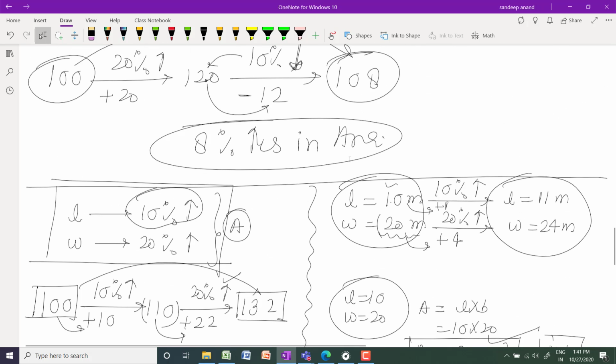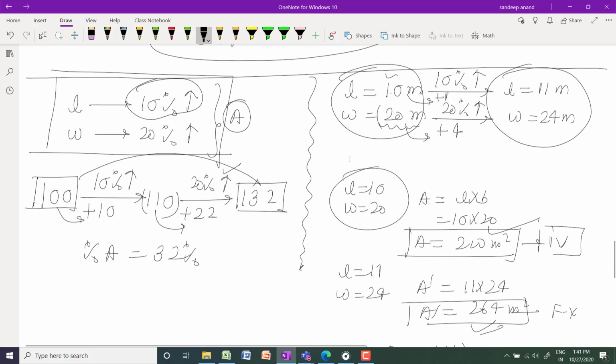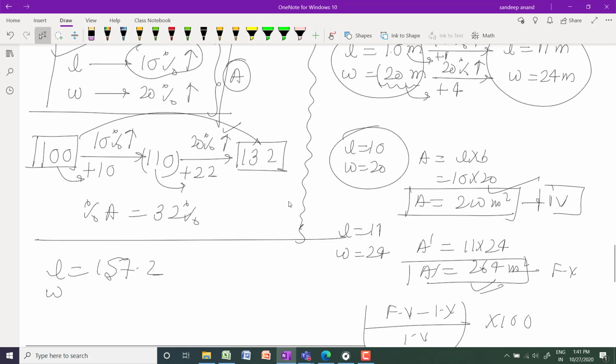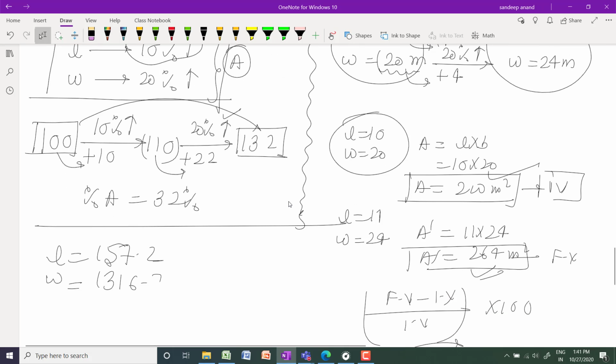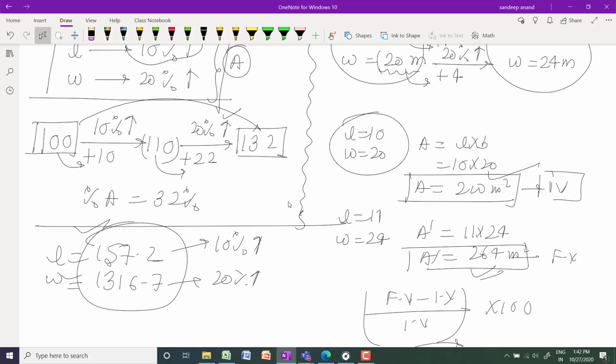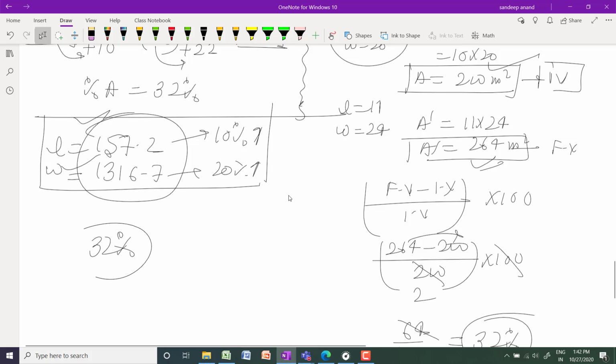So here, if I give you one thing: it doesn't matter what the length and width were previously. If my length is 157.2 and my width is, suppose, 1316.7, but the length is increased by 10% and the width by 20%, you need not multiply first. You first calculate length into width for the initial area, then increase by 10%, then find the final area, and then solve the question. It becomes lengthy. But again, if such a question comes and you find the solution, you will get 32%.